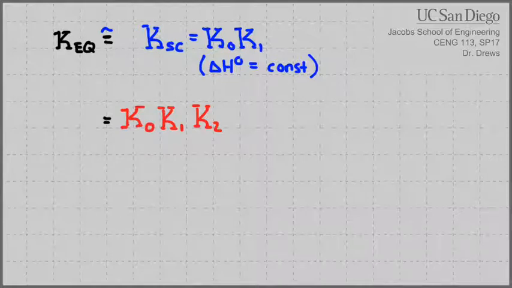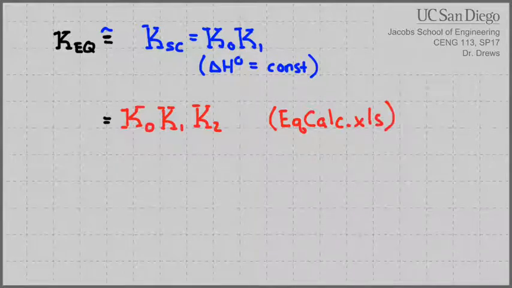This one, the K0, K1, K2, that's always going to be an EQ calc. You're never going to have to do that. Well, I'm never going to ask you to do that one by hand. Maybe someday you'll have to. That's always an EQ calc.xls. The blue one is also on there, but you should be familiar enough with it to do it by hand.